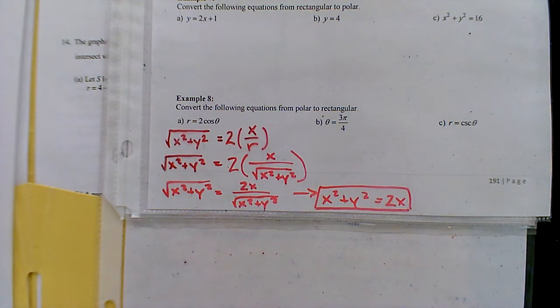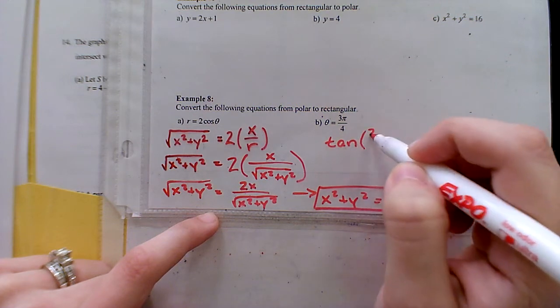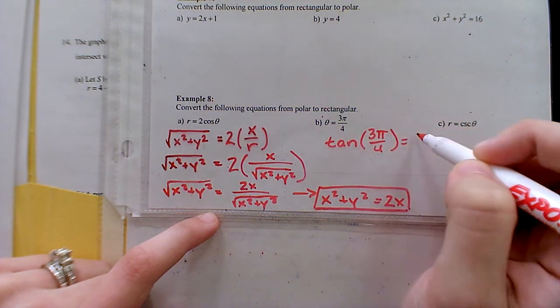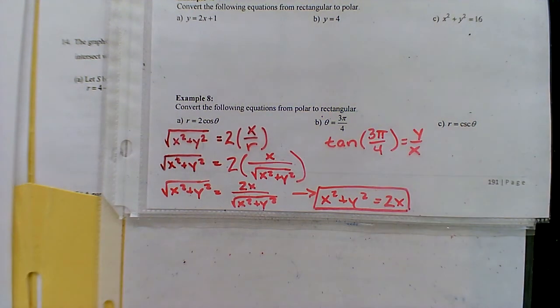What about the next one? This time we just have a theta. Theta equals 3 pi over 4. So somehow we have to change that theta into an x and a y. Can we put 3 pi over 4 into the tangent? Mm-hmm. So tangent 3 pi over 4 equals y over x. Good. Notice how the theta's gone, and we have y's and x's left.